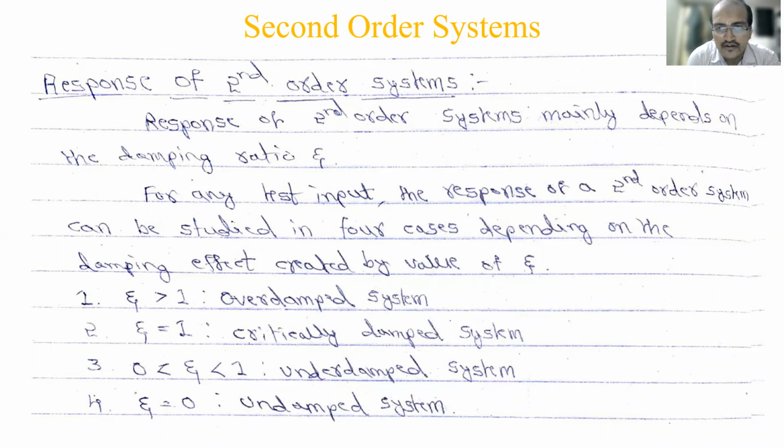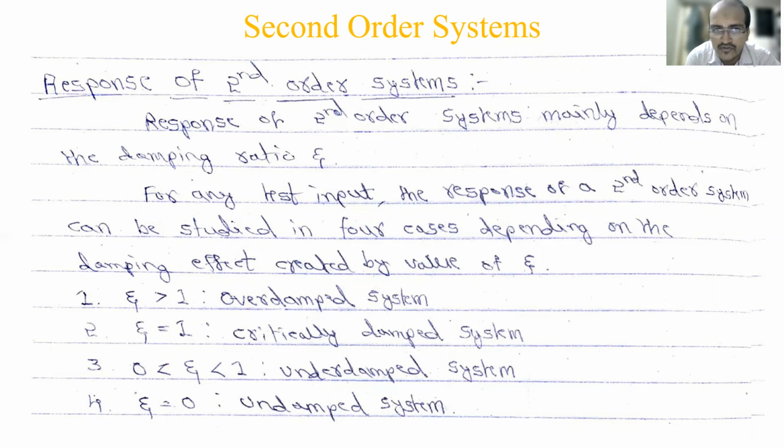Response of second order systems mainly depends on the damping ratio zeta. You know the transfer function of a second order system now, that is omega n square by s square plus 2 zeta omega n s plus omega n square. The main parameters are this damping ratio zeta, the natural frequency omega n, and the damping frequency omega d. So these are the three parameters we have discussed.